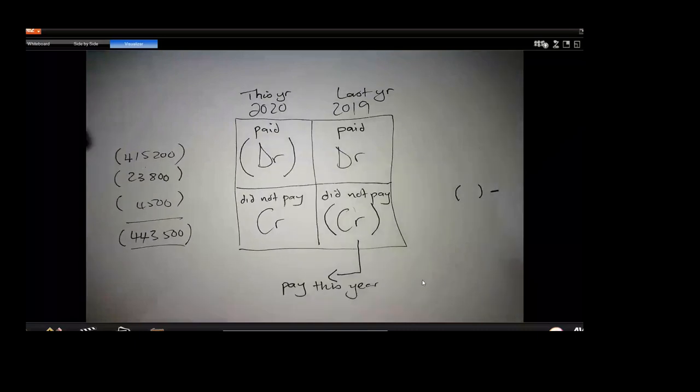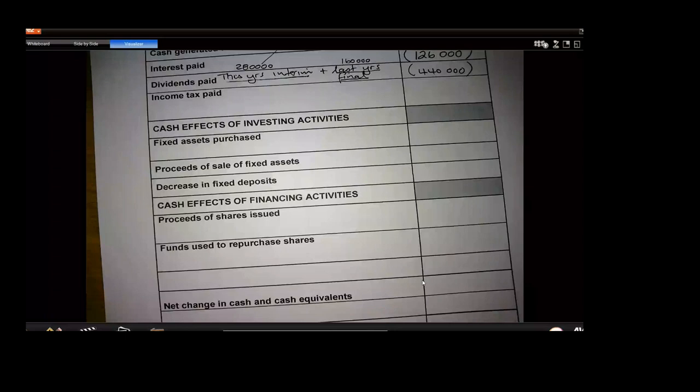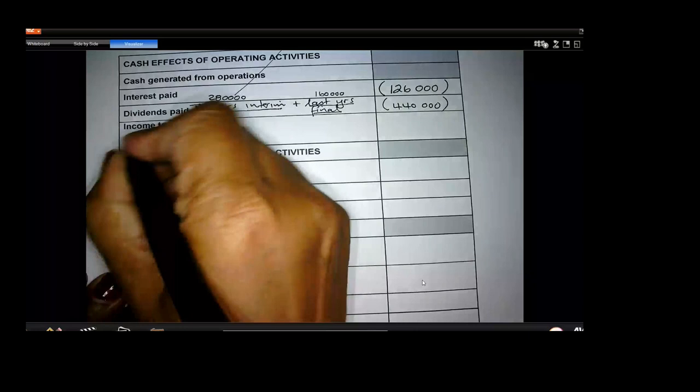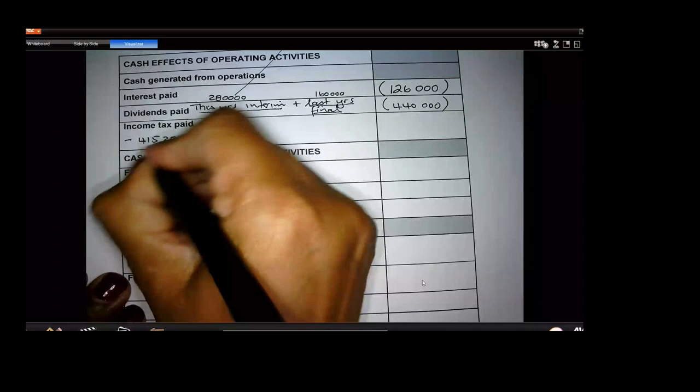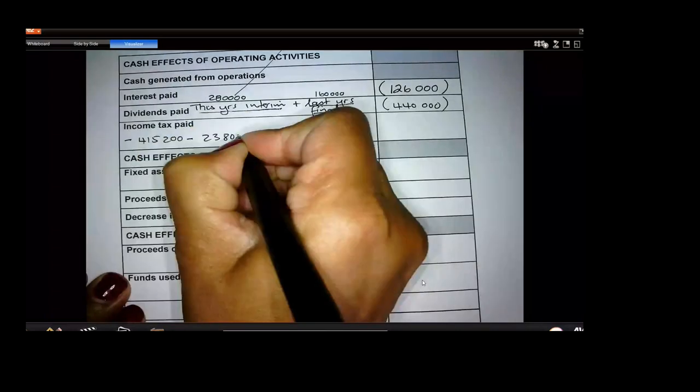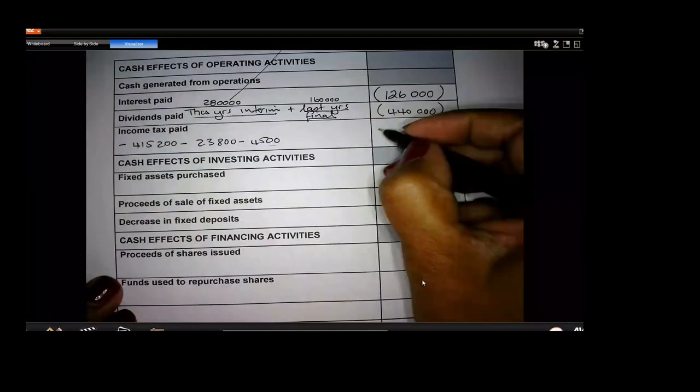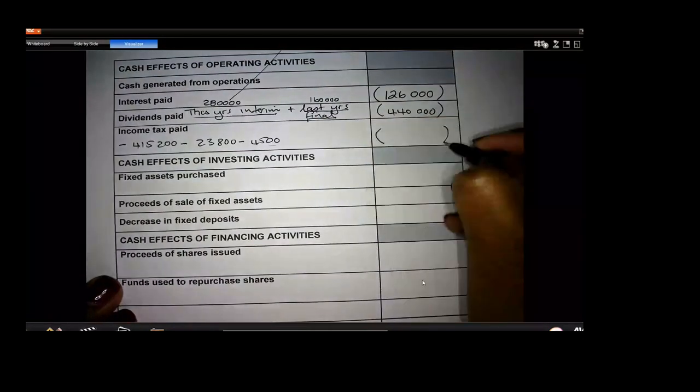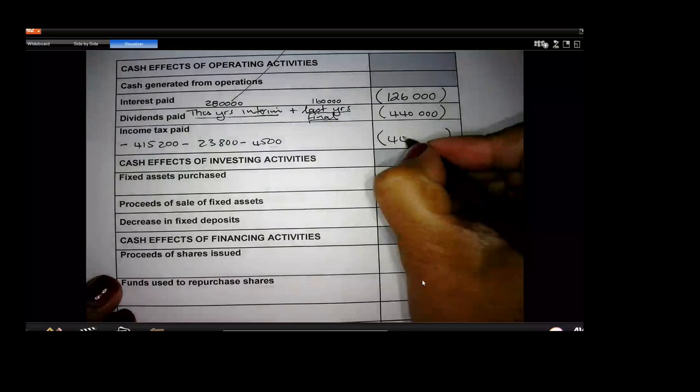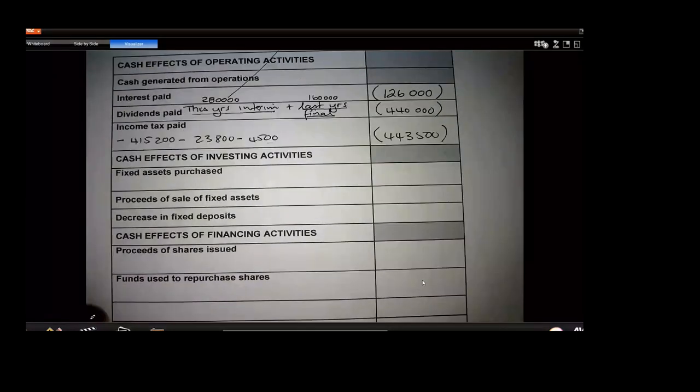On my answer sheet, I'm going to have minus 415,200. So I always start with that as a negative because that must be a negative. Then I'm going to minus 23,800. And I'm going to minus 4,500 because they are all outflows. So therefore, I show them as minuses. And I'm going to get a big negative year of 443,500. Okay, so that was me doing it.